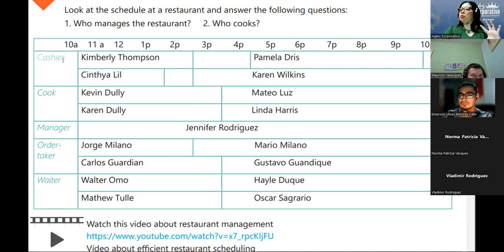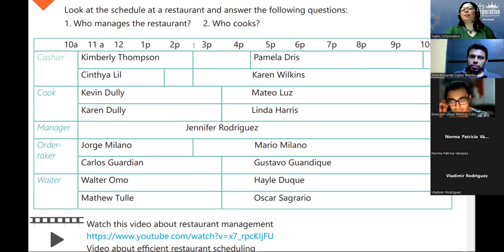What does a cashier do? We know what does a cashier do. They collect money from the public, okay? They collect the money for the merchandise. That's what we read over there. Okay, so let's look at what time does Kimberly Thompson collect the money? From 10 a.m. to 2:30 p.m. Excellent. What about Pamela?